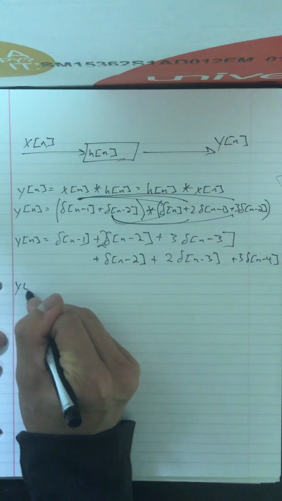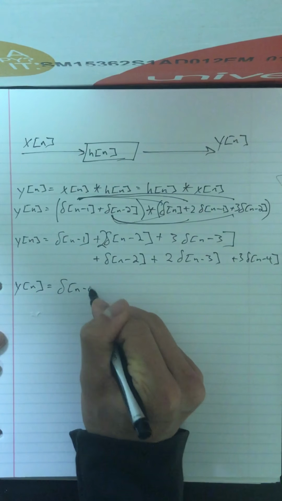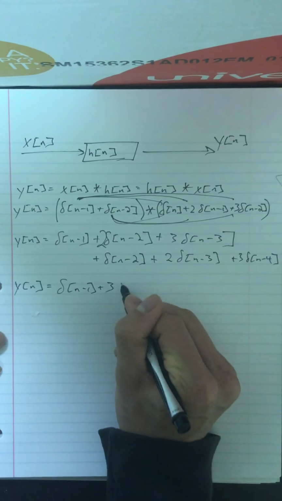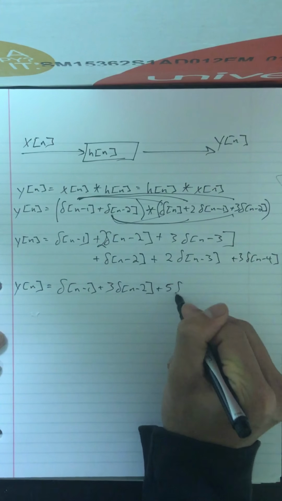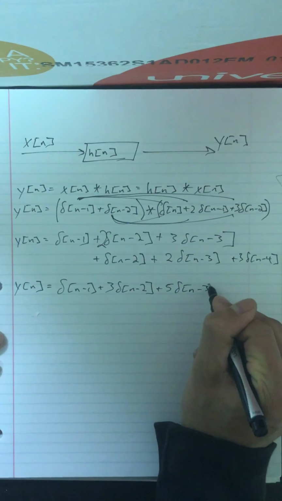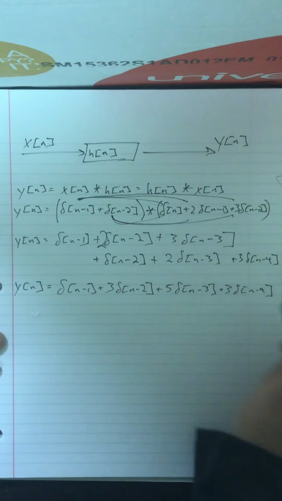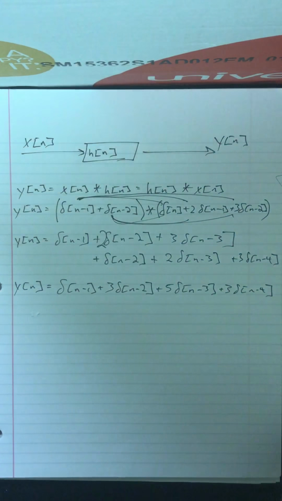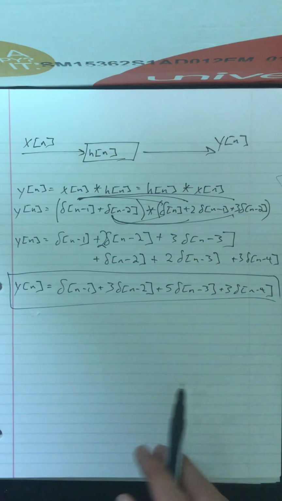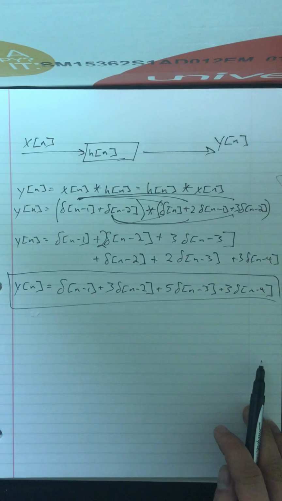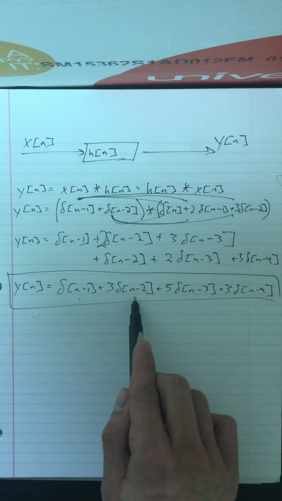All right, let's go ahead and simplify. Okay, here's our final answer, y of n. And we can see that the length of this is in fact 4. 1, 2, 3, 4.